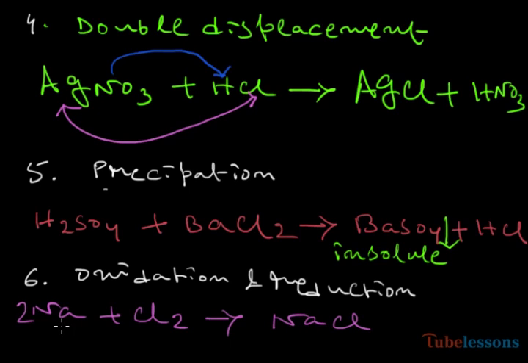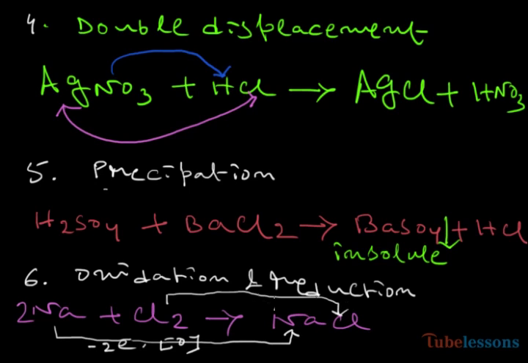In this reaction, sodium atom gives up electrons. One sodium atom gives up 1 electron and 2 sodium atoms give up 2 electrons. And this removal of electron is called oxidation. Symbol of oxidation is O within a third bracket. So removal of electron is called oxidation. And chlorine takes 2 electrons. Chlorine molecule takes 2 electrons to form chloride ion.